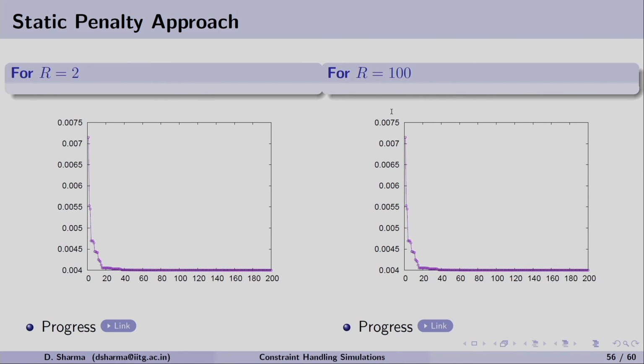The only reason could be that the best fitness value is in a very small range, which is close to 0. So R equal to 2 and 100 are sufficient to penalize the infeasible solution, and therefore the solutions going from one generation to another are all feasible solutions.